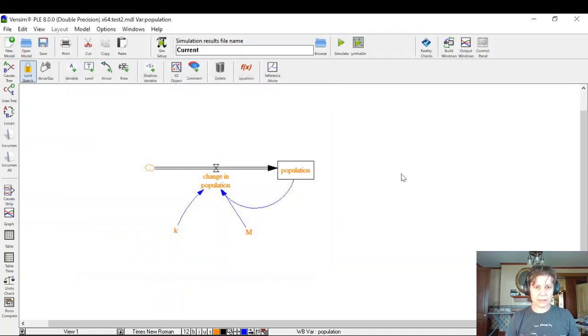So there you have it. It's a logistic growth model with a few extra things thrown in. At this point, you should be able to go back and look at all of your homework and recreate any of your homework problems in Vensim. You will be expected to do that by the next test.